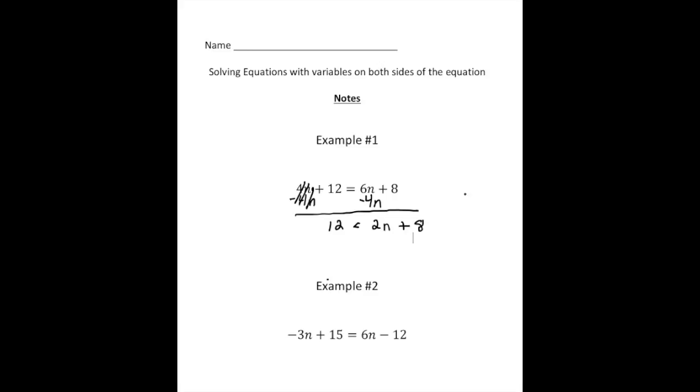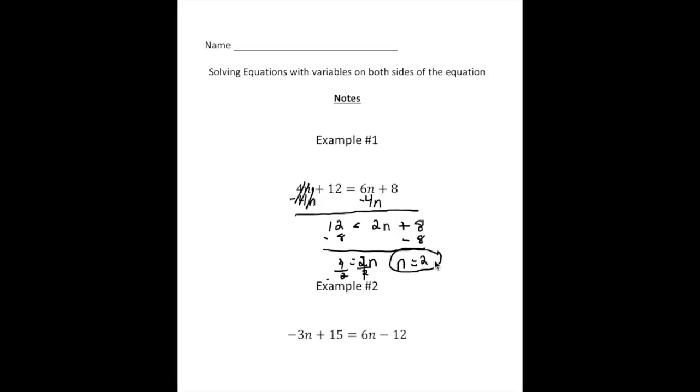And now it's just a two-step equation. So we're going to take away 8 from both sides. That's the constant, right? So now we have 4 equals 2n. Now I'm going to divide both sides by 2 because it's a coefficient, right? The 2's cancel out. And 4 divided by 2 is 2.